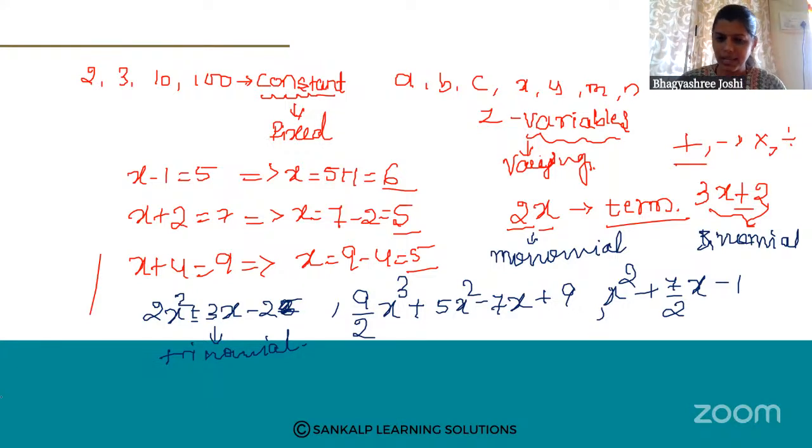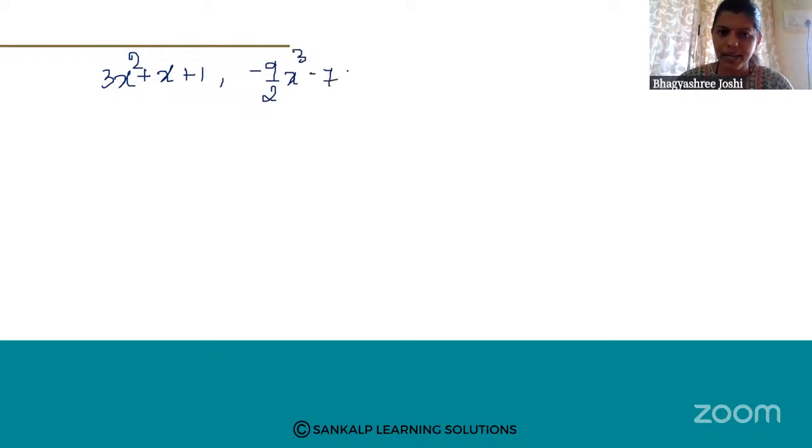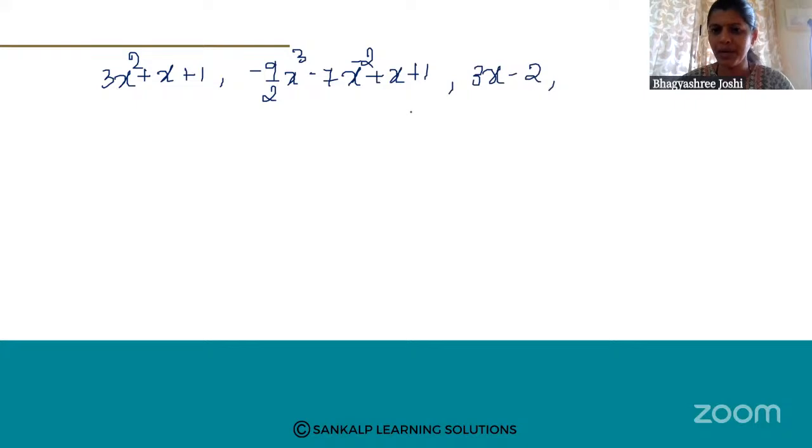Yes. So here, another thing I want to tell you. See, 3x square plus x plus 1. This is one example. Minus 9 divided by 2x cube minus 7x raised to 2 plus x plus 1. This is another example. Next, 3x minus 2.